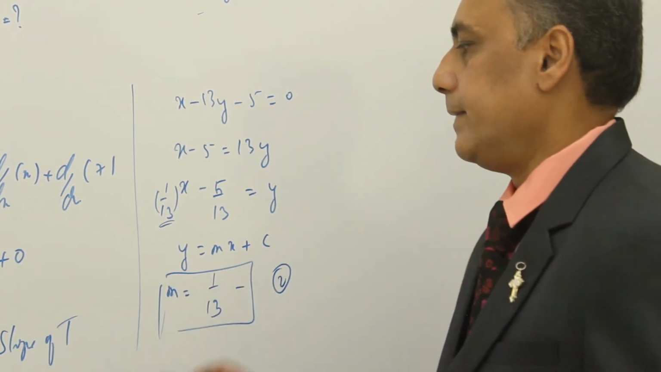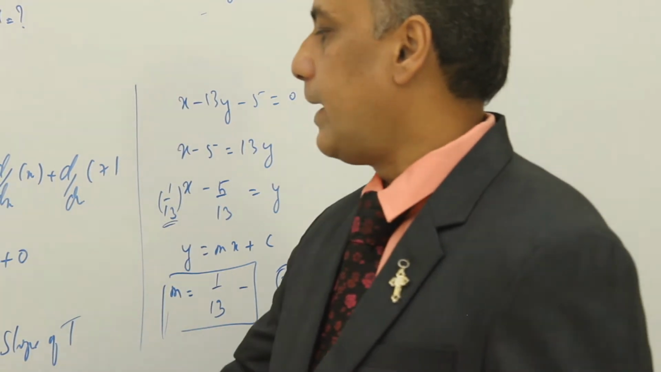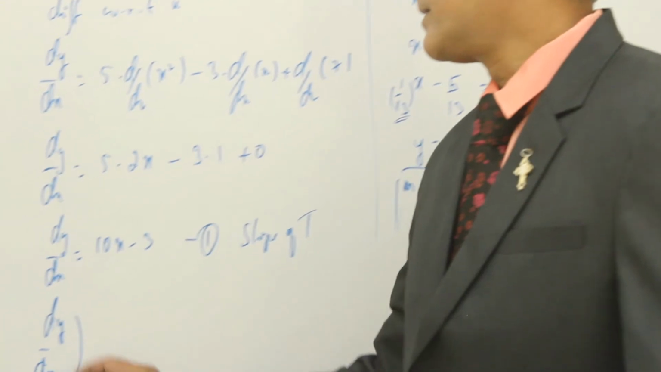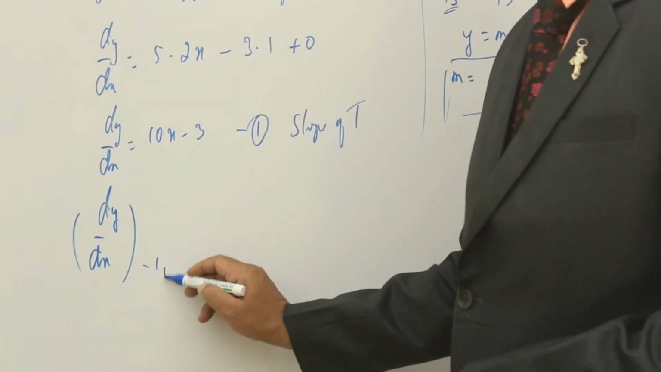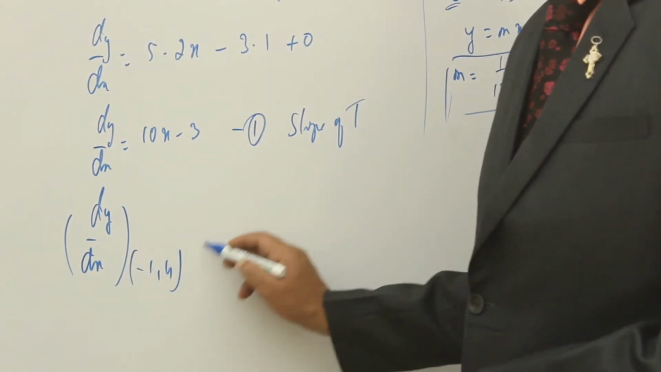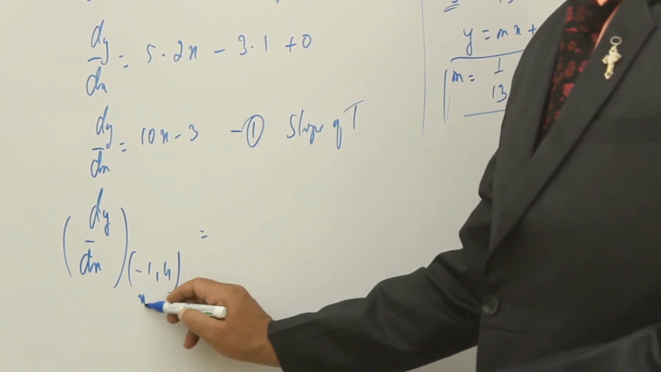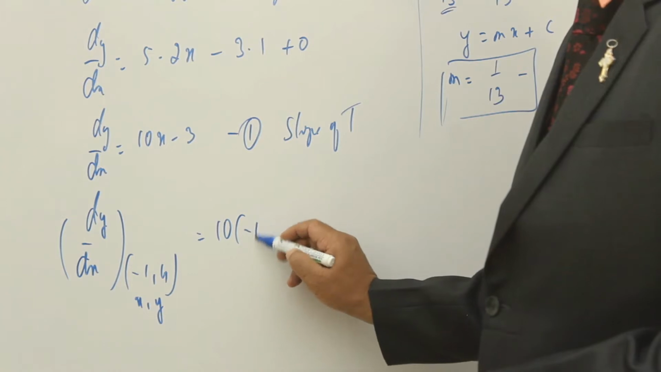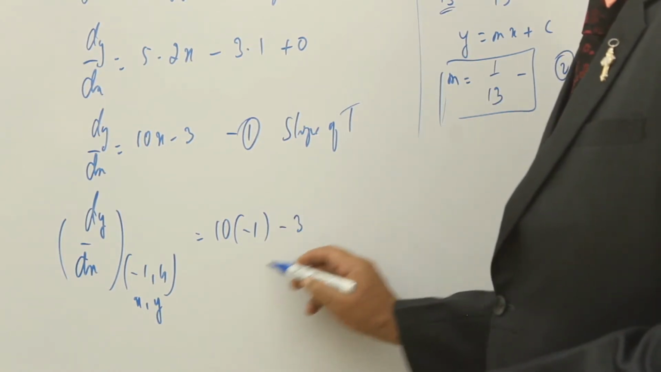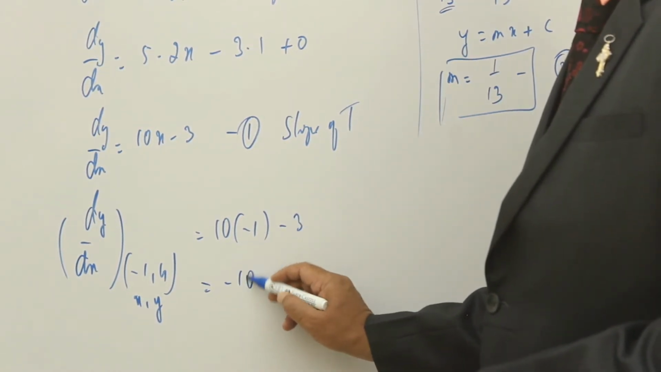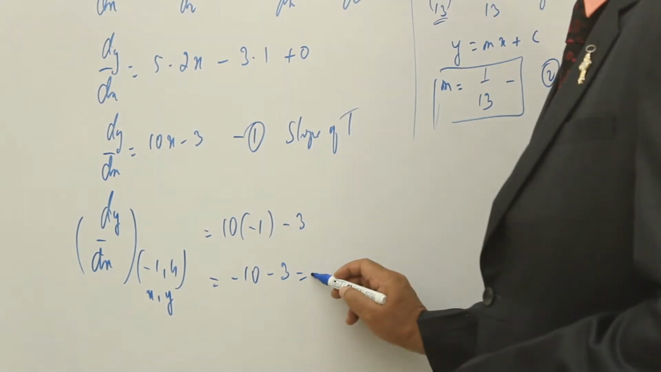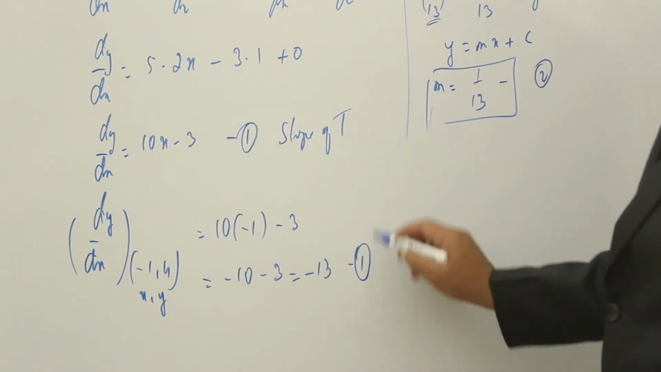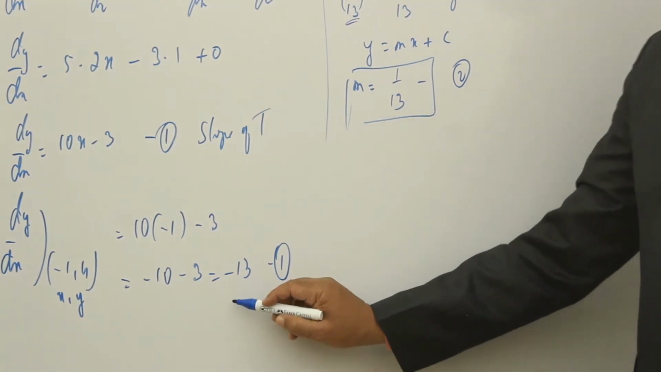Slope is 1 by 13. But for the slope of the tangent, we know the value of x also. So therefore the slope dy by dx at minus 1 comma 4 is found from the equation given. Substitute, this is x, this is y, substitute the value, that is 10 into x value, which is minus 1, minus 3. So this will be equal to minus 10 minus 3, which is nothing but minus 13. This is actually equation 1. That is, the slope of the tangent is minus 13.